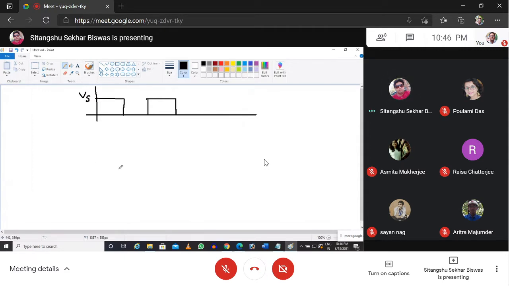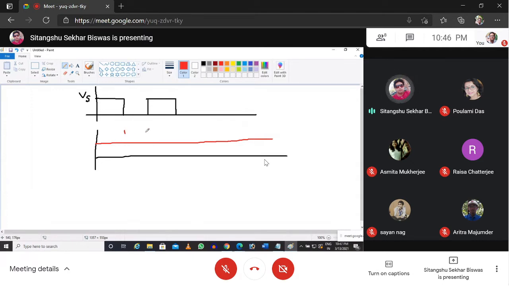It is appearing like that. Now if I see the inductor current, because the inductor is a device where the current through the inductor cannot change instantaneously. Okay. So if we pictorially draw the inductor current, what will happen?